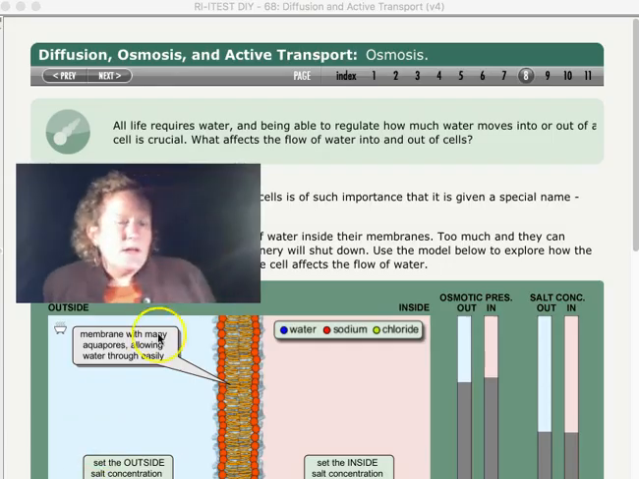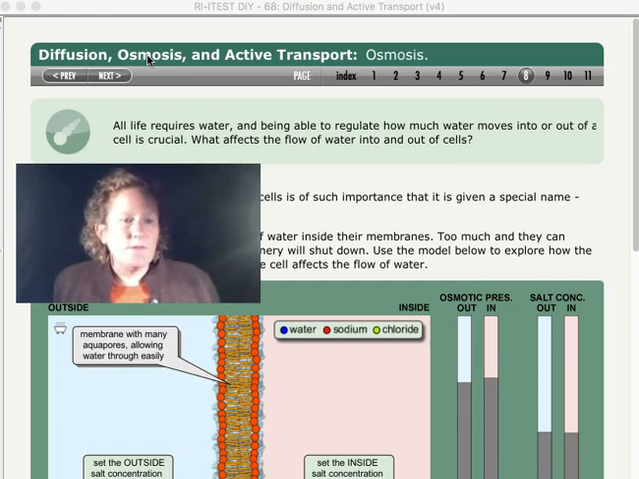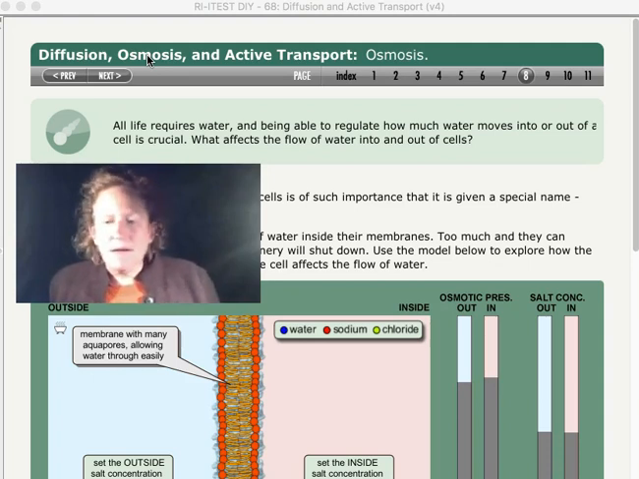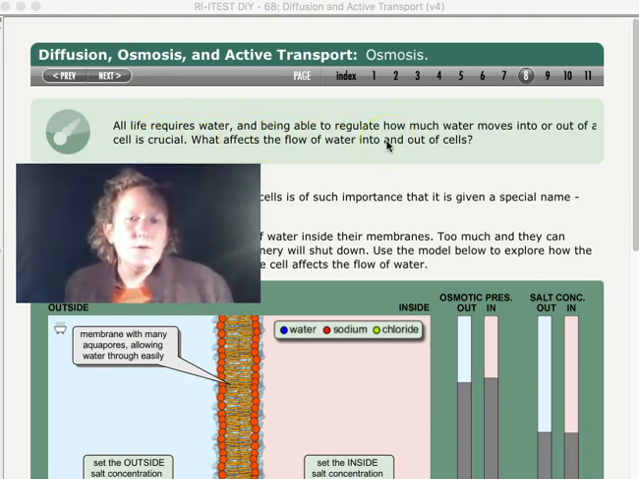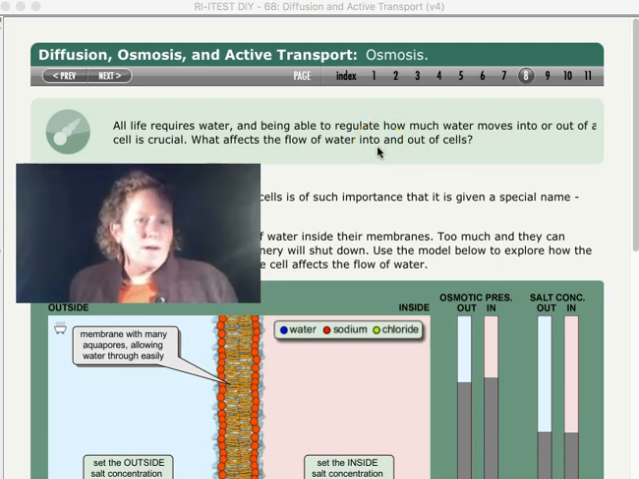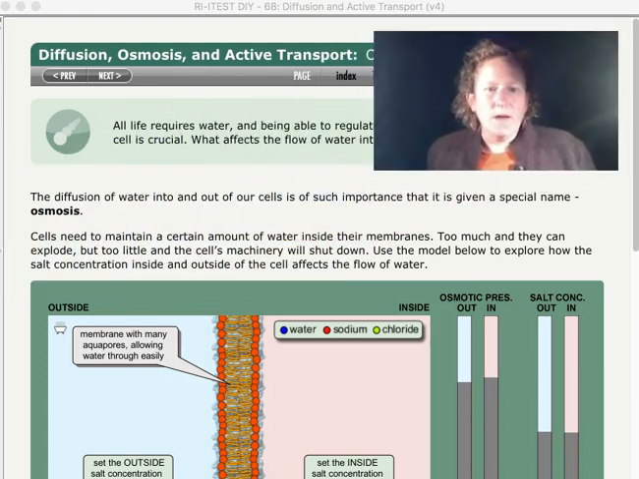So now it's time to talk about osmosis. Osmosis sounds complicated, but it's really just a special term for the diffusion of water. Osmosis means the diffusion of just water. It doesn't mean anything else is diffusing, just water. And since all life requires water, being able to regulate how much water moves into or out of a cell is crucial. We have to figure out what affects the flow of water in and out of cells. So let's use a model to help us.